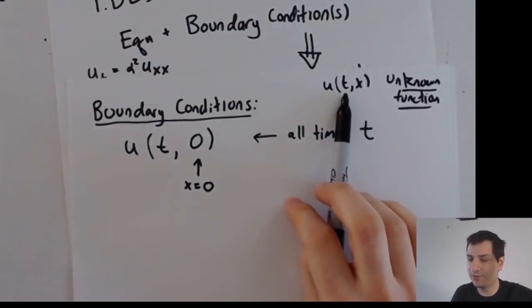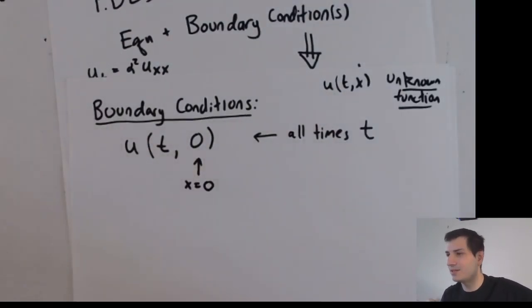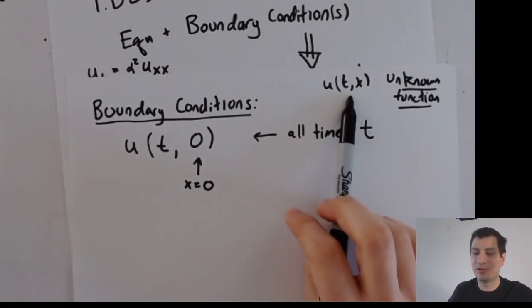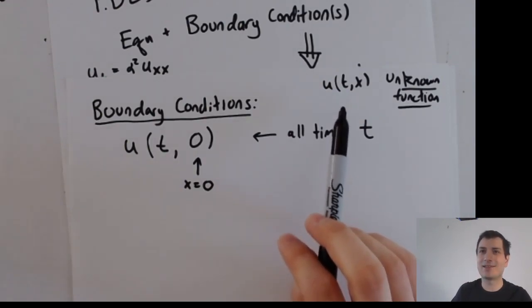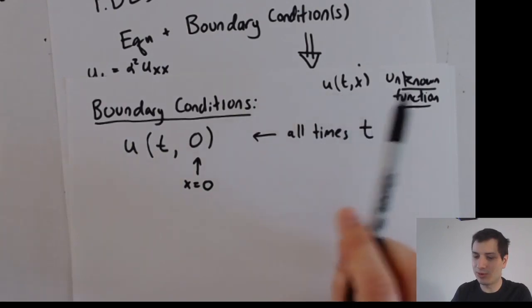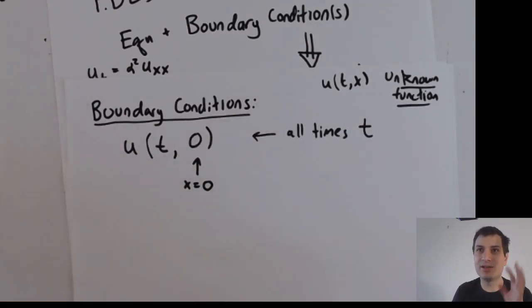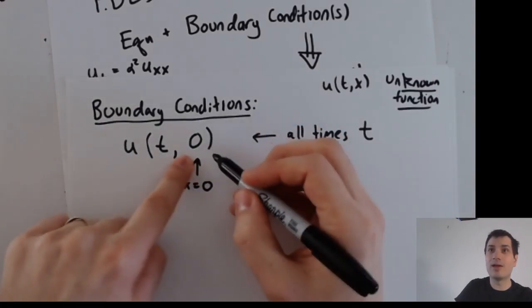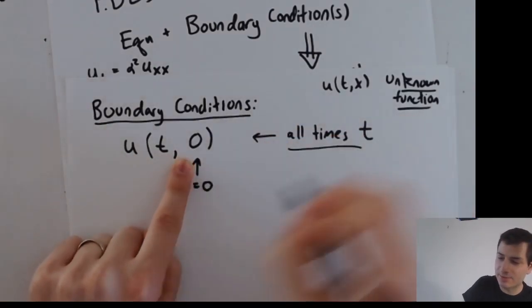By the way, I'm always going to use t and x. I think the textbook might use x and t, so don't get thrown off by the order. Whichever one has the t in it, that's time, and the one that has the x in it is space. So we're looking for this unknown function, and a boundary condition tells you something about the function. What does it tell you? It tells you something that happens at x equals 0 and for every time t.